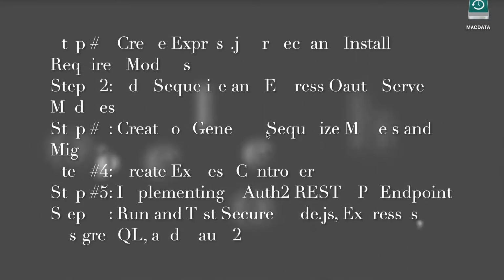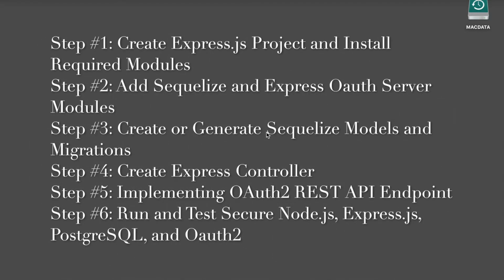This tutorial is divided into several steps. Step number 1. Create Express.js projects and install required modules. Step number 2. Add Sequelize and Express OAuth server modules. Step number 3. Create or generate Sequelize models and migrations. Step number 4. Create an Express controller. Step number 5. Implementing OAuth2 REST API endpoint. Step number 6. Run test secure Node.js, Express.js, PostgreSQL, and OAuth2.